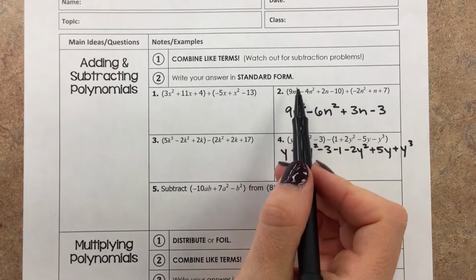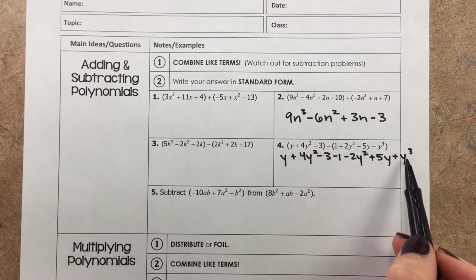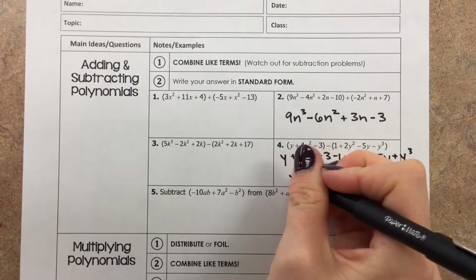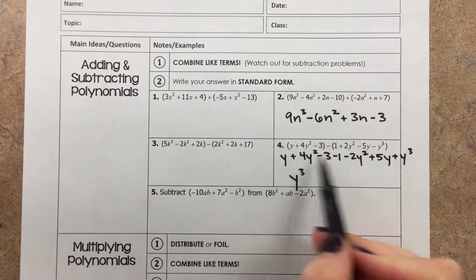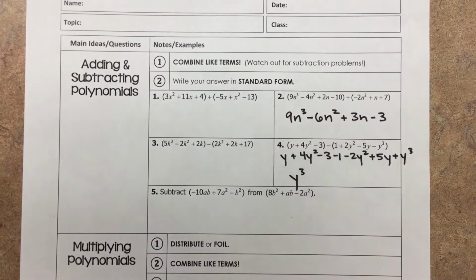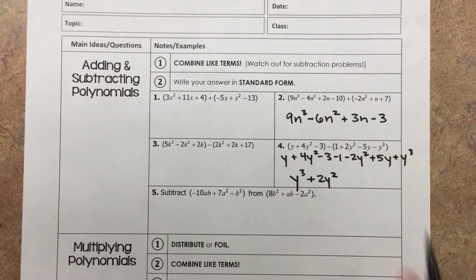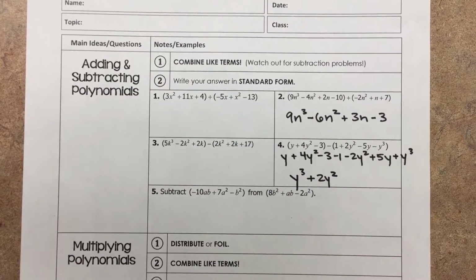We want to make sure that our answer ends up in standard form, so we're going to look for the biggest exponent first. So our exponent of 3 is the biggest thing that we have, and that's actually the only y to the third. So we've got that. Then we look for y squareds. We have one right here and one right here, positive 4 and a negative 2. So that would be a positive 2y squared. So we don't have to worry about subtracting now because I already distributed the subtraction. We're just combining like terms.